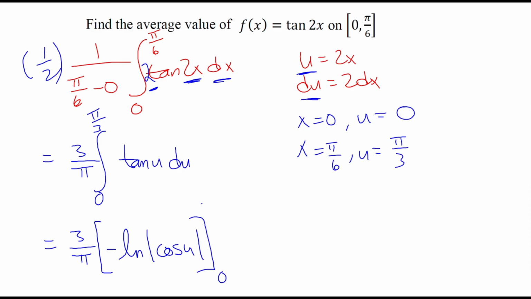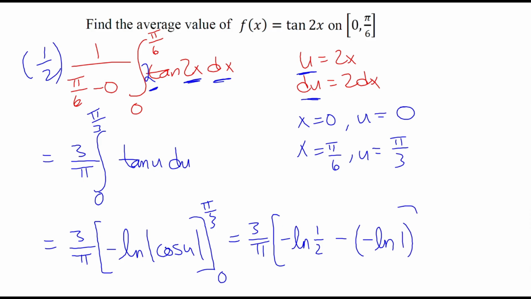Right? We're going to go from 0 to pi over 3. No need to put it back in terms of x because we converted everything to terms of u. So we've got 3 over pi times negative natural log of the cosine of pi over 3. Well, the cosine of pi over 3 is just 1/2. So this is negative natural log of 1/2. And then minus our negative natural log of the cosine of 0. Well, the cosine of 0 is 1.